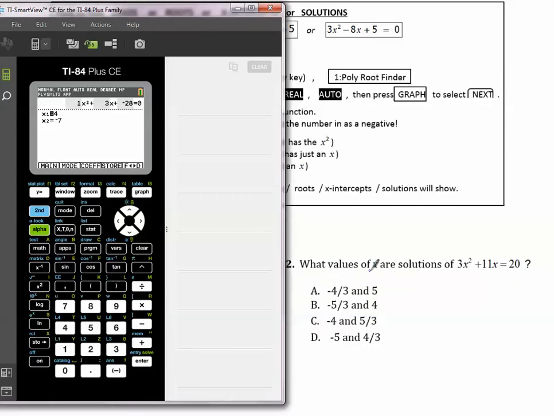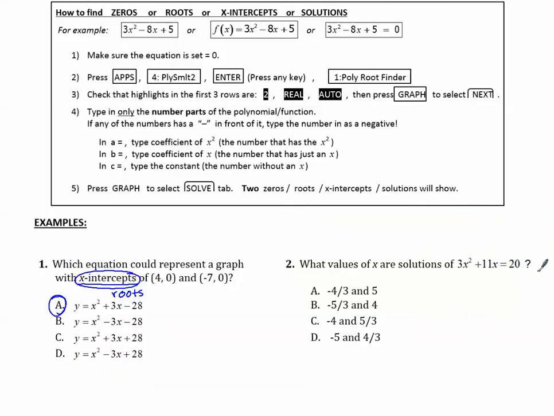Number 2, what values of x are solutions of 3x squared plus 11x equals 20? Well, remember our first step is to make sure the equation is set equal to 0. So how do I move this? Change sides, change signs. I'd be subtracting 20, so this would be 3x squared plus 11x minus 20 equals 0. So now when I need to use the app, the A is 3, the B is 11, and the C is negative 20.